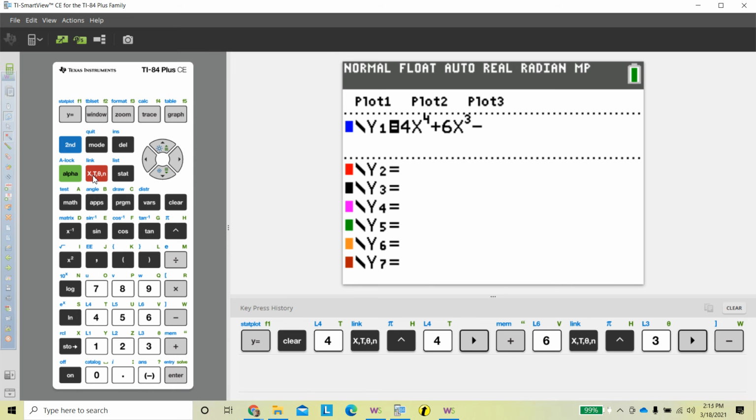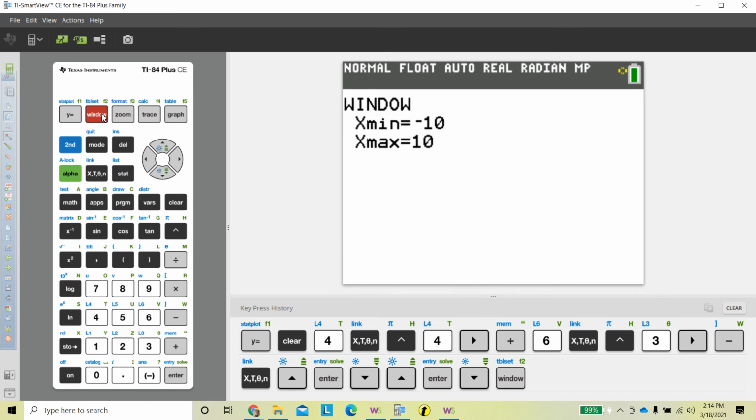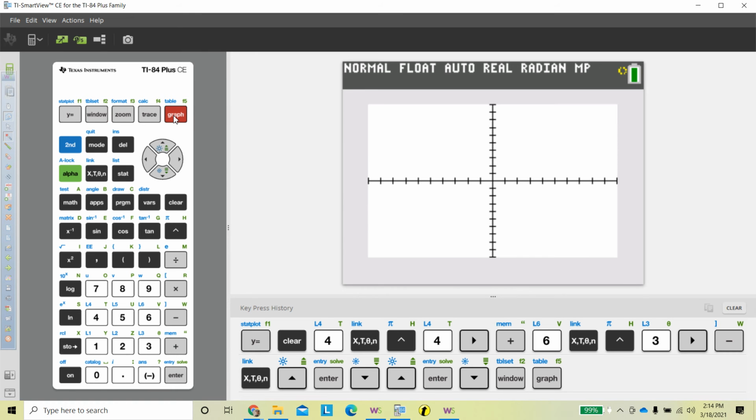Okay, so throw that in there. Make sure your plots are off. If your plots are on, they look like this. Right, plot 1 would be on for me. I go up there, hit enter. Now it's off. Click window next, just to see if you're in a regular window. If you've got a jacked up window, you just hit zoom 6 to get back to this window. And then I'm going to click graph. Your graph should look like that.